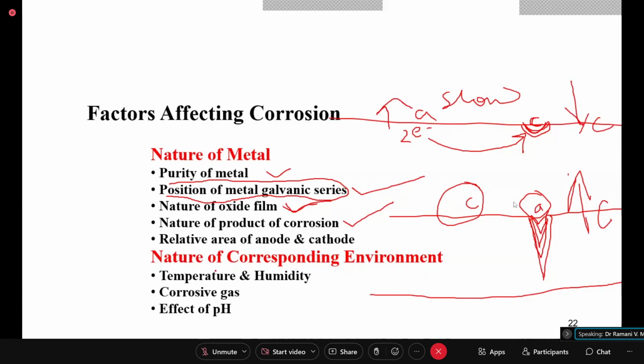Things are clear? Then temperature and humidity. Yes, of course, if humidity increases, corrosion increases. If temperature increases, the rate of reaction increases. Then the presence of corrosive gas will definitely add to corrosion. Highly acidic and highly alkaline solutions will lead to very high corrosion.